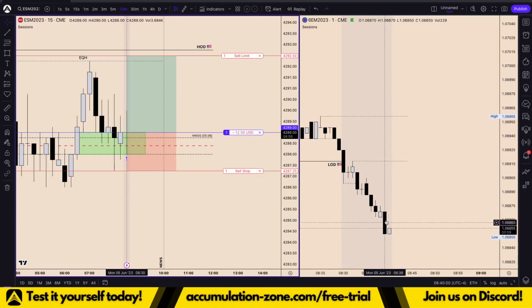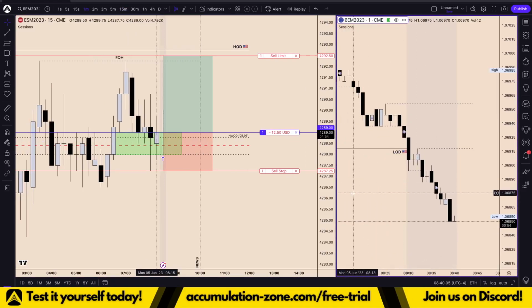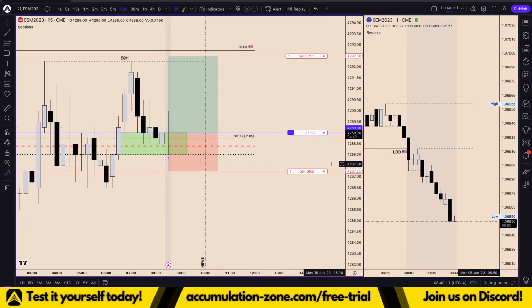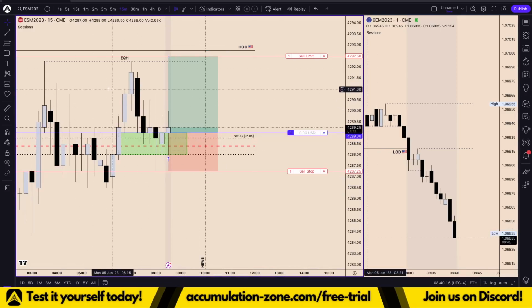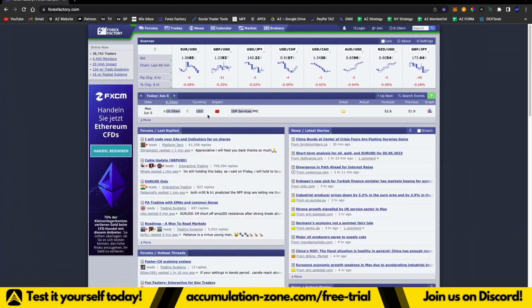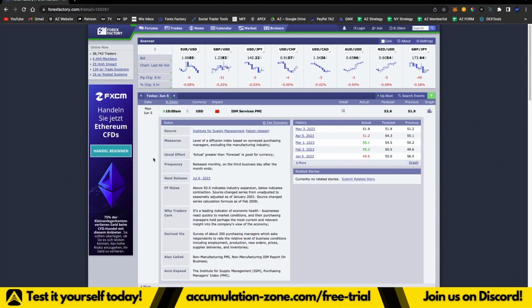Euro US dollar is still dropping. We would wait for a new structure to form. Alright, other than that, not much we can do right here. Euro US dollar is still dropping. We're going to keep watching the S&P 500 on the 15-minute chart to keep it simple. We also have PMI news, ISM services PMI at 10 a.m. We can have a look at what it actually means.